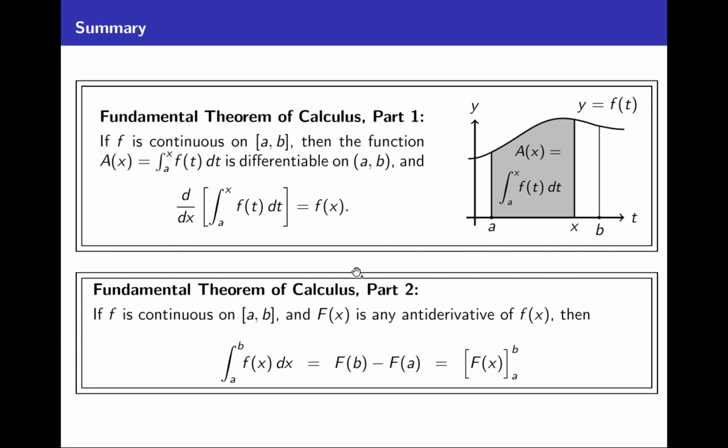The really crucial one that you're going to be using over and over again is the fundamental theorem of calculus part 2, the consequence of part 1, which is this. It's the one that gives us a simple formula for a definite integral. If f is continuous on the interval from a to b and F of x is any antiderivative of f of x, then the integral from a to b of f of x dx equals big F of b minus big F of a, which we write as big F of x from a to b.